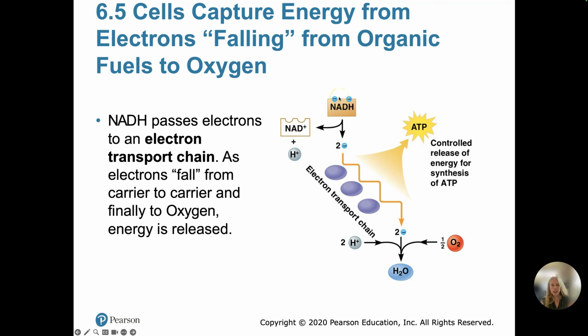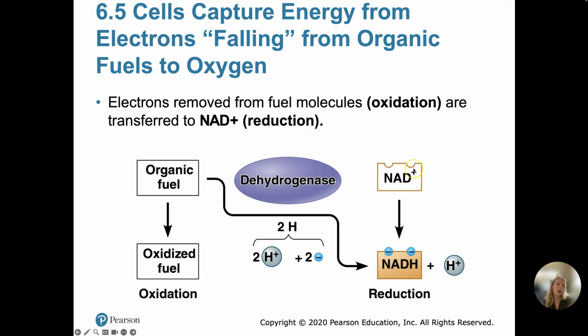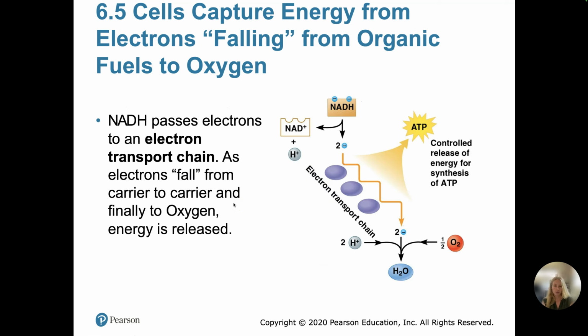NADH, which is our electron carrier, then passes its electrons down an electron transport chain. So NADH here is carrying 2 electrons. It passes them to the electron transport chain. So it loses its electrons. Remember, oxidation is loss. NADH is then oxidized back to NAD+, and when this happens, that other hydrogen ion is also released into the cell. NAD+ can then go back to become reduced again by electrons from more organic fuel.